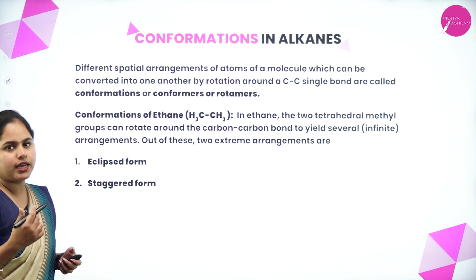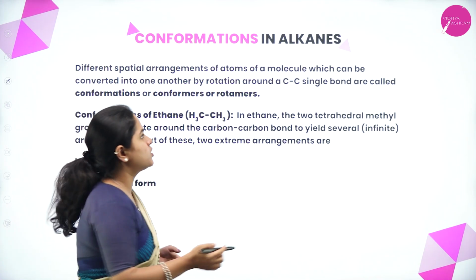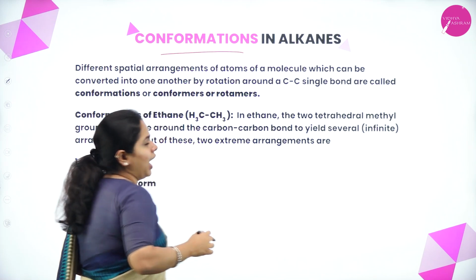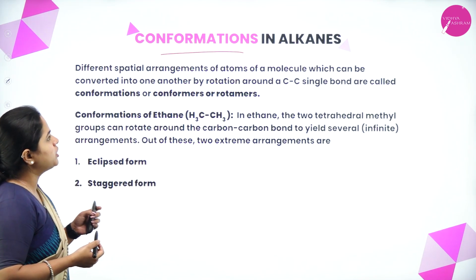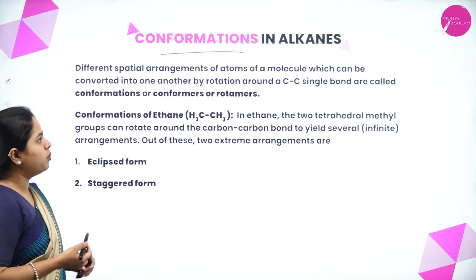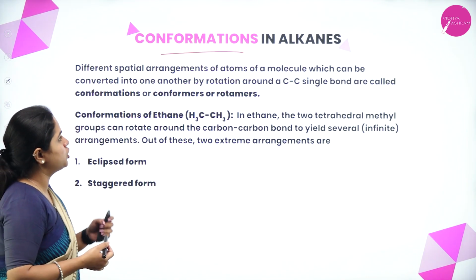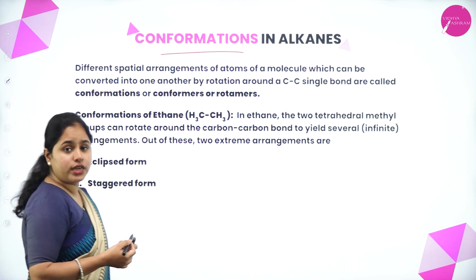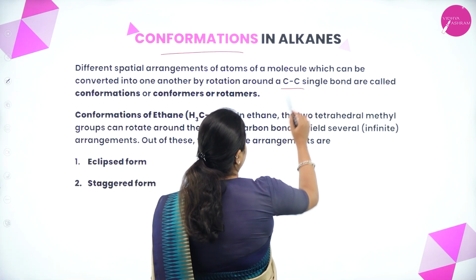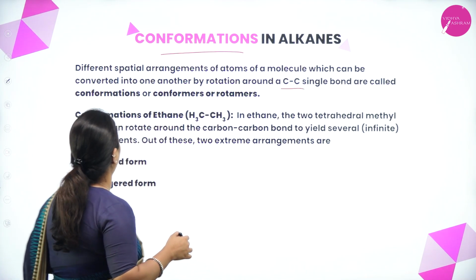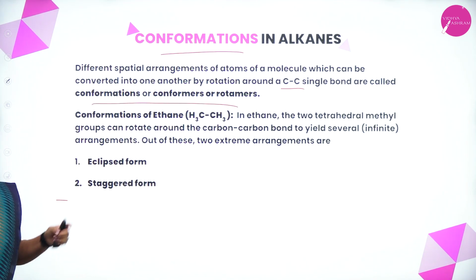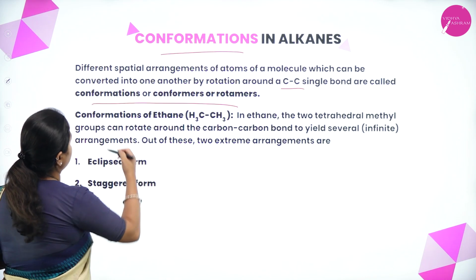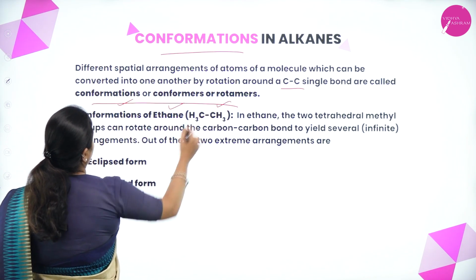So what is exactly conformation? What does this word conformation of alkanes mean? Let's see. Different spatial arrangements of atoms of a molecule which can be converted into one another by rotation around a carbon-carbon single bond are called conformations or conformers or rotamers. So all these three names can be used: conformations, conformers or rotamers.